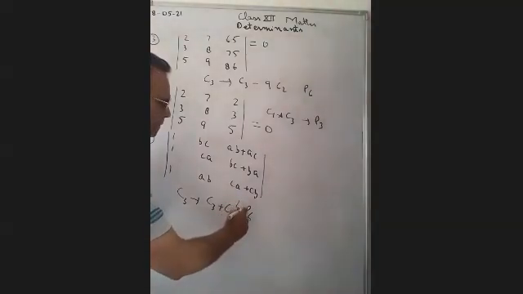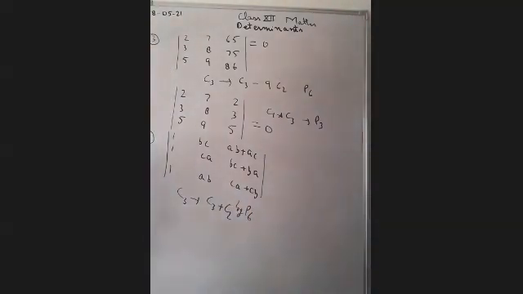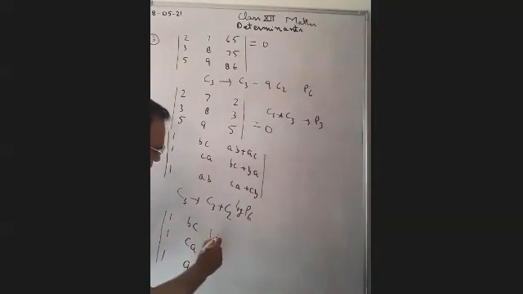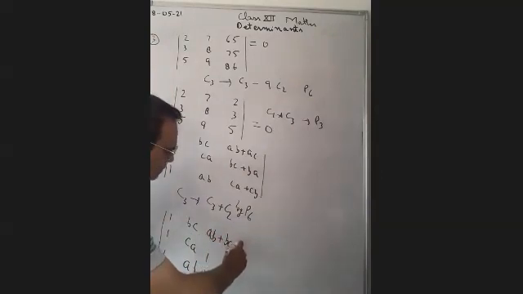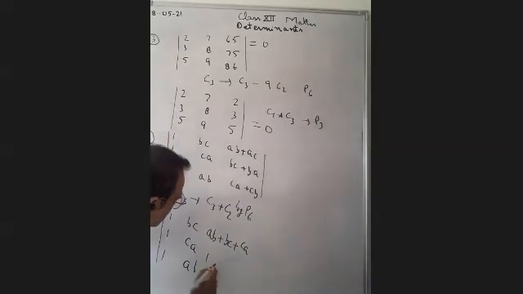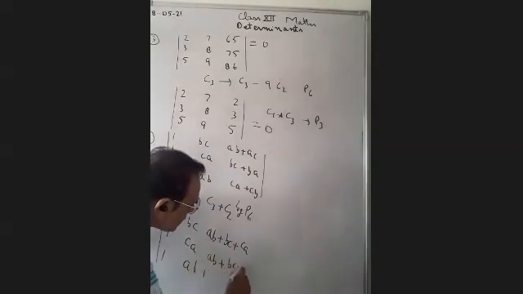ठीक है, तो what we will get? We will get 1 1 1, BC, CA and AB, it is equal to AB plus BC plus CA. ठीक है, here also you will get AB plus BC plus CA, AB plus BC plus CA.